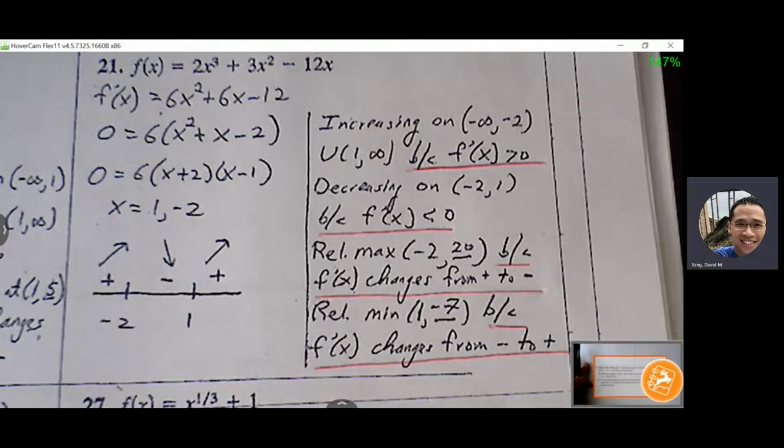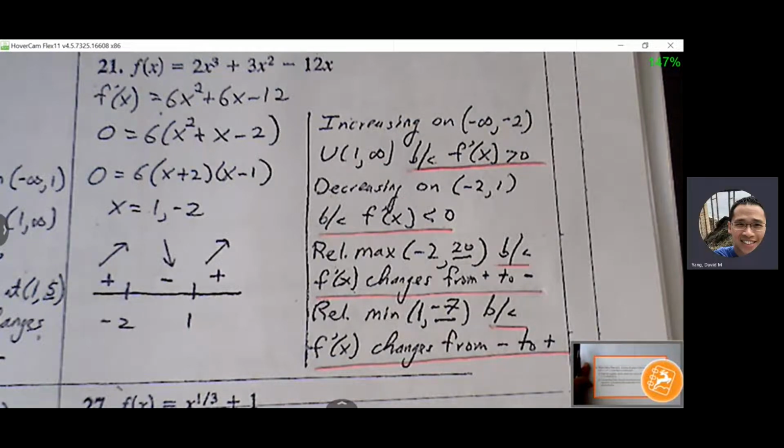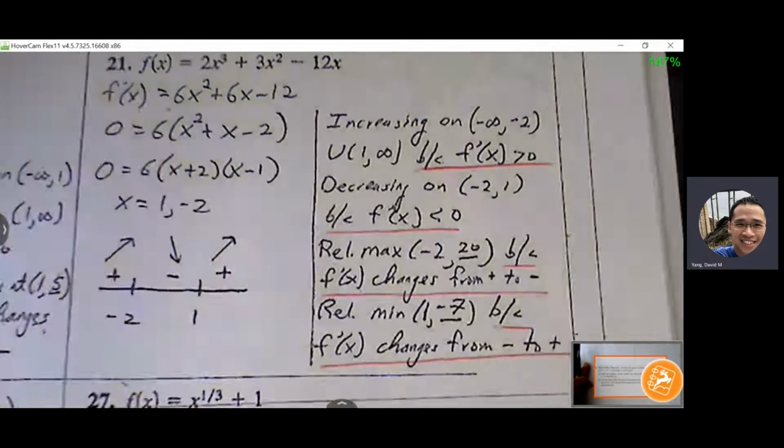Okay, let's look at 33. Same process. We're going to find f prime, but now there's going to be that added complexity of dealing with the denominator. Okay, does anybody still need to look at 21? Okay, here is 33.